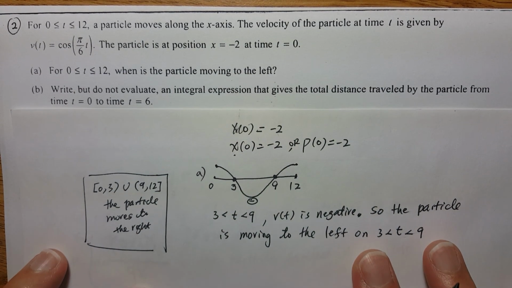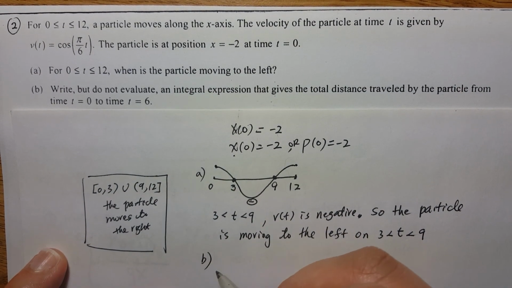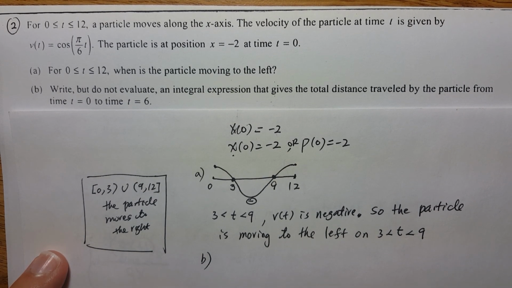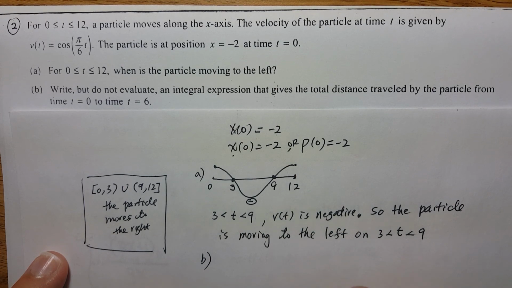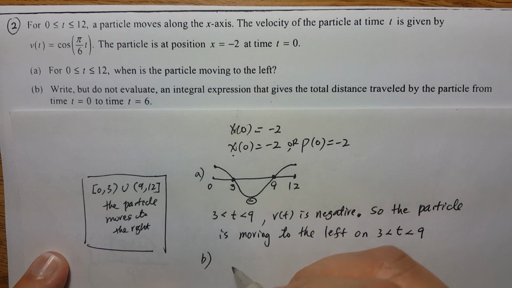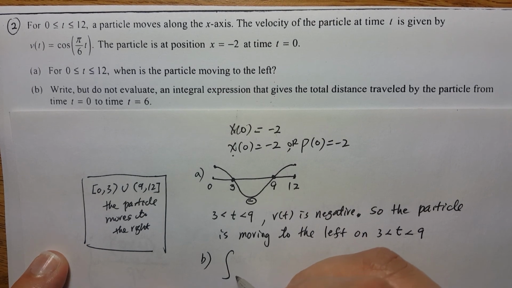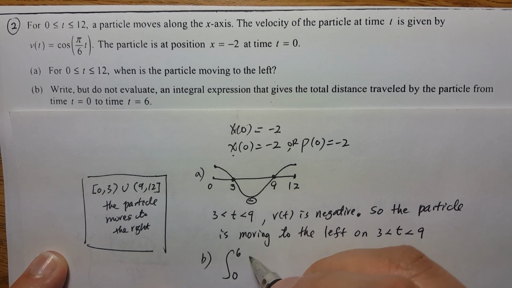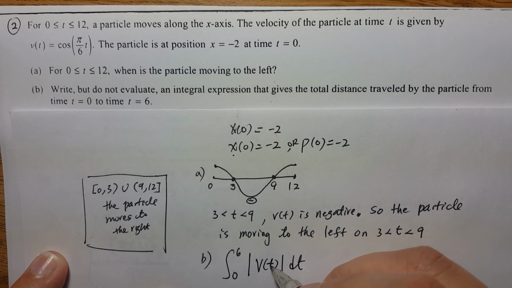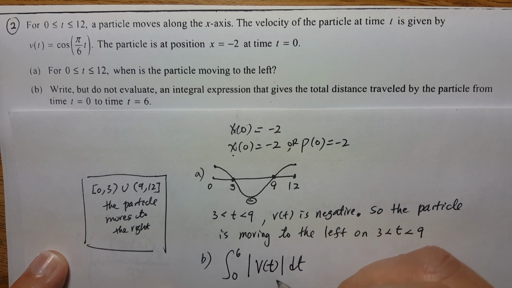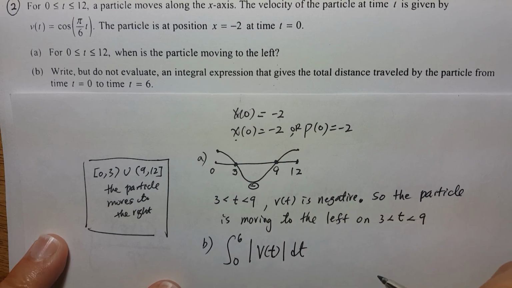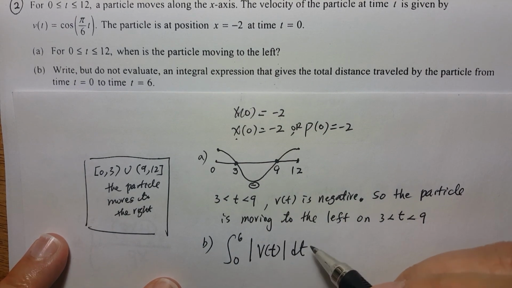So now let's take a look at part B. Write but do not evaluate an integral expression that gives the total distance traveled by the particle from time t equals 0 to t equals 6. So to find the distance, we do the integral from a to b, 0 to 6, of the absolute value of v of t dt. The absolute value of v of t is a speed function. So therefore you do the integral from 0 to 6 of speed times time. And you don't need to evaluate it.